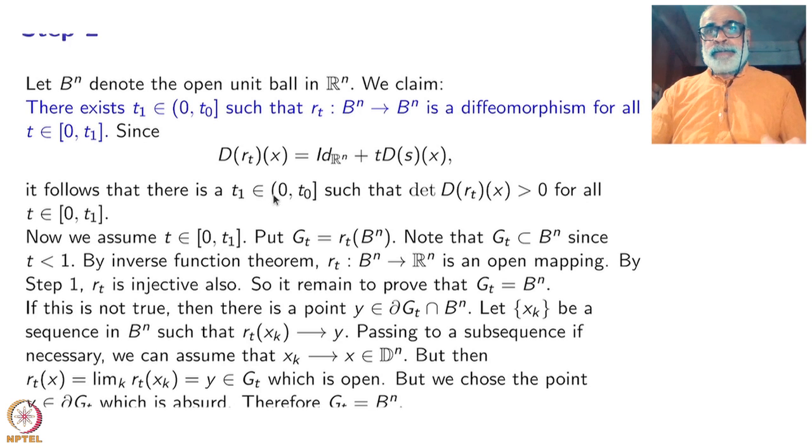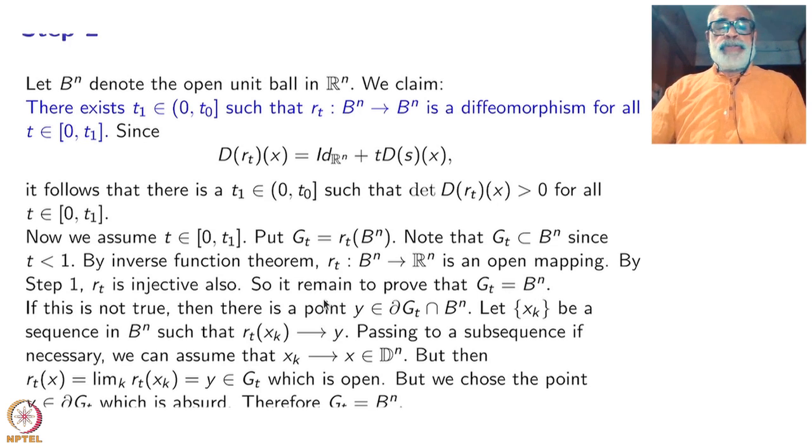1 minus t times x plus, that is the formula you have to use. By the inverse function theorem, Rt from Bn to Rn is an open mapping. This is very important here. It is an open mapping as a map into the whole of Rn. By step 1, Rt is injective also, because now we are taking T1 to be less than T0. So, both of them will be true here. It remains to prove that Gt is equal to the whole of Bn. That is the only thing which we need. What so far we have observed is that it is injective, it is an open mapping, and so it is a diffeomorphism onto Gt. So, if you show Gt is actually Bn, you are done.